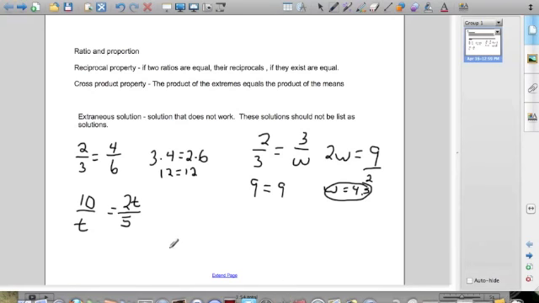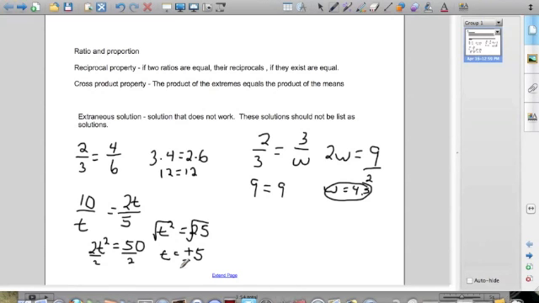So again, I'm going to cross multiply and divide. And so here I'm going to end up with 2t squared is equal to 50. Well, now I'm going to solve for t. So I'm going to divide by 2, and I get t squared is equal to 25. Now in a problem like this, I'm going to take the square root, and remember, whenever I take a square root of something, I'm going to get a plus and a minus 5 for my answers.